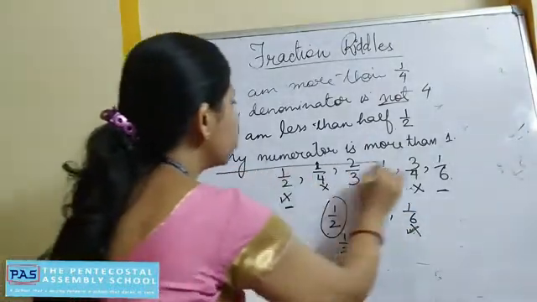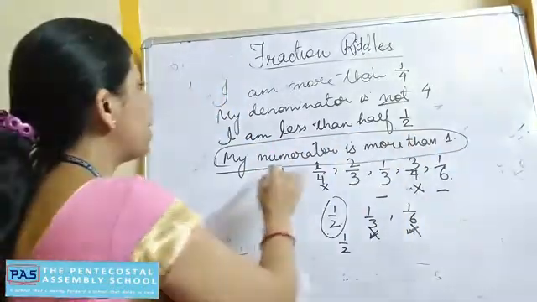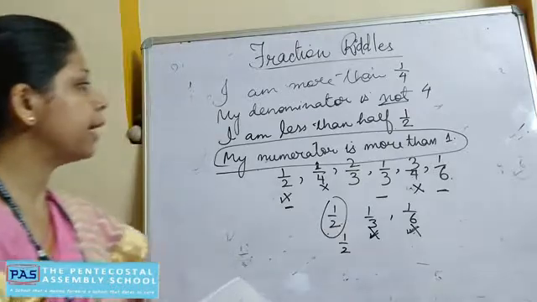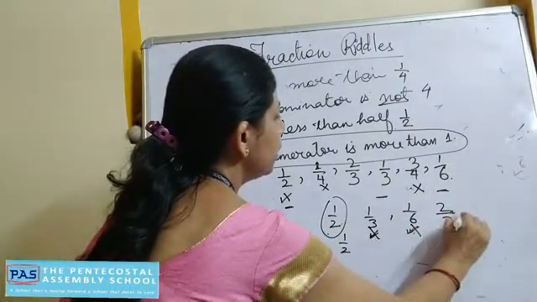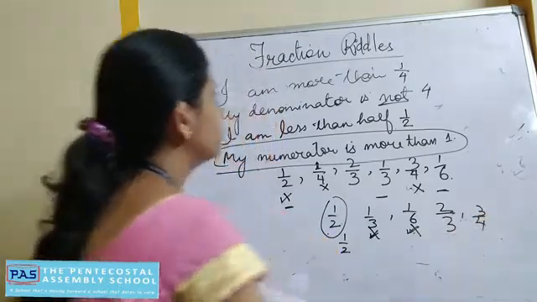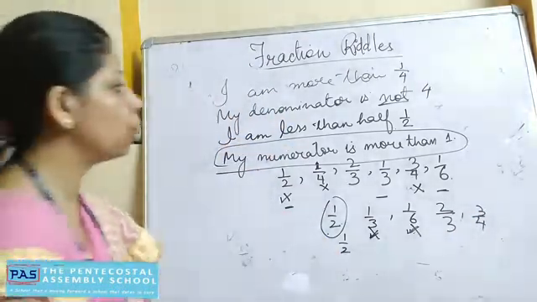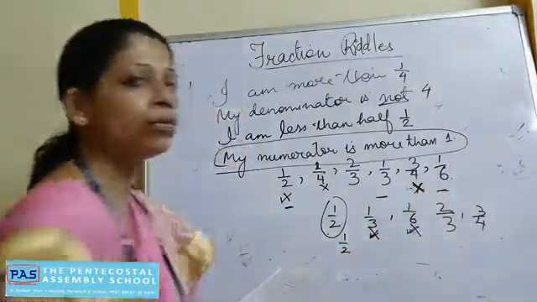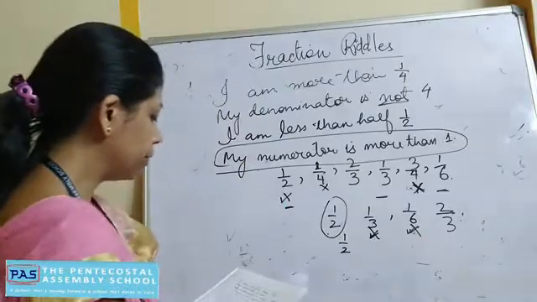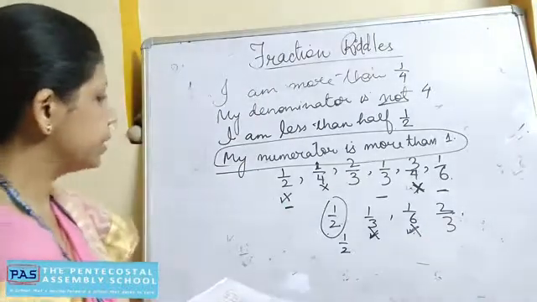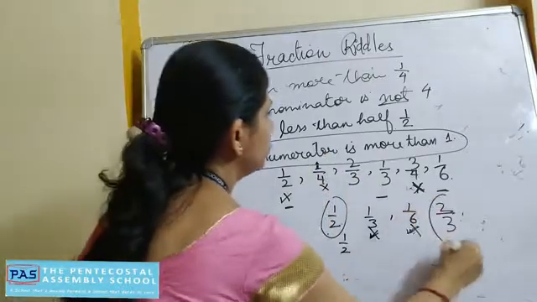This is the most important condition. By reading this only, you will understand. My numerator is more than 1. So you have now 2, 3 over here. 2 by 3 and 3 by 4. Isn't it? But it is saying here my denominator is not 4. So this thing is already gone before. So we are left with just one option, and that is this one, 2 by 3.